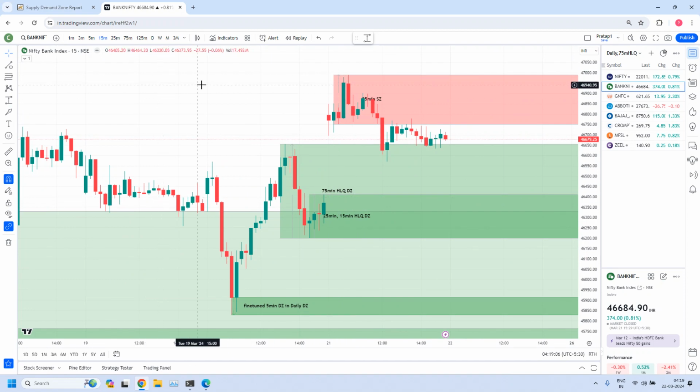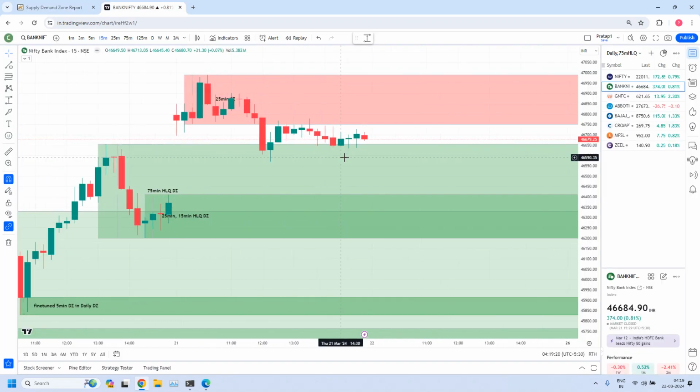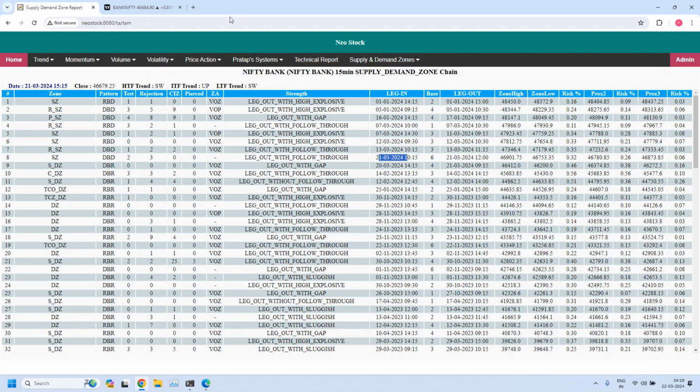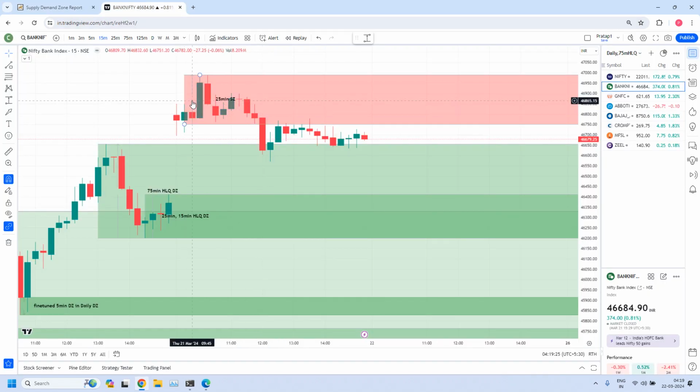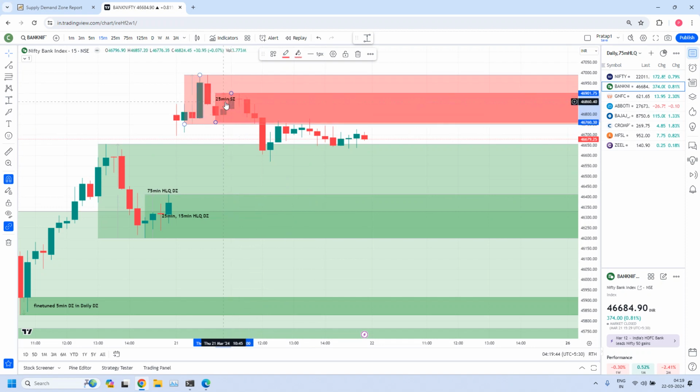Okay, now what about the 15 minutes supply zone? Probably the one that is created today, 10:15 candle to 12 o'clock candle, 6 base candles. When did the leg-in start? At 10:15. So this is the leg-in candle. You have 1, 2, 3, 4, 5, 6 base candles. So this is the supply. This is the 15-minute supply.